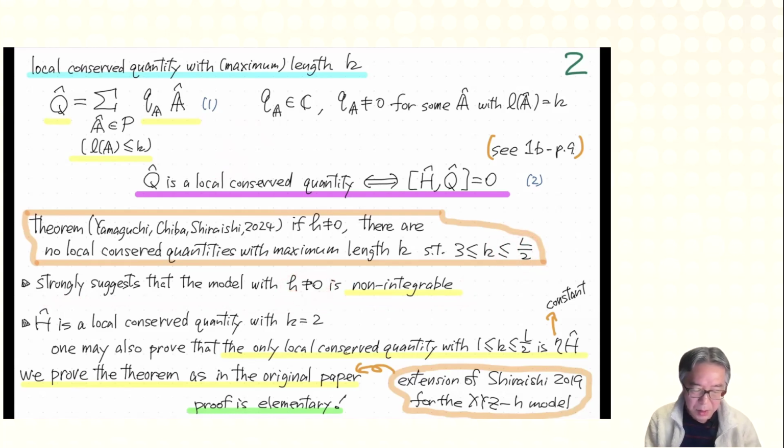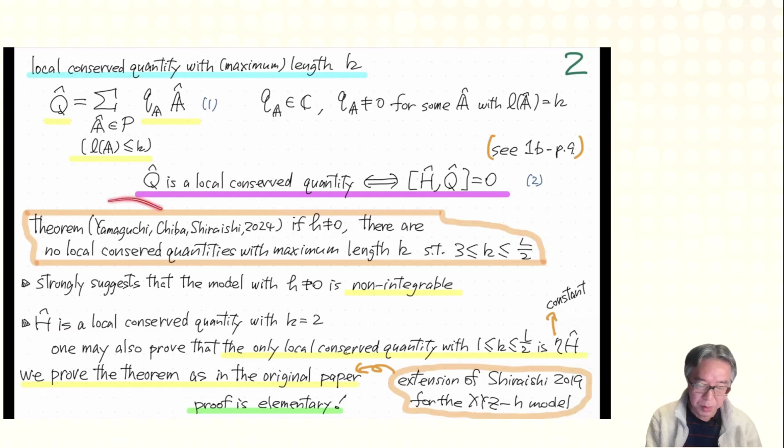And as I said, H is a local conserved quantity with maximum length 2. And if you try hard enough, then you can also prove that the only local conserved quantity with K in this range is a constant multiple of the Hamiltonian. So this is a very strong result, but I won't go into this proof. It's kind of tedious.